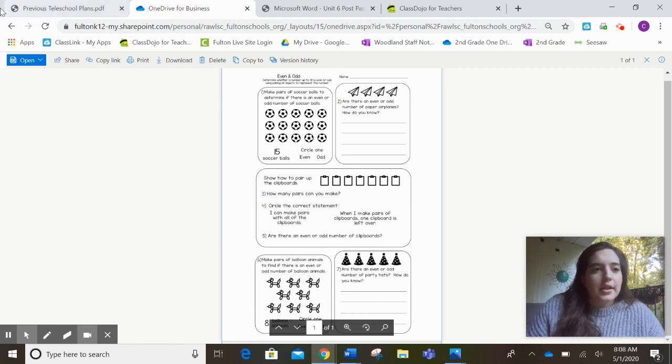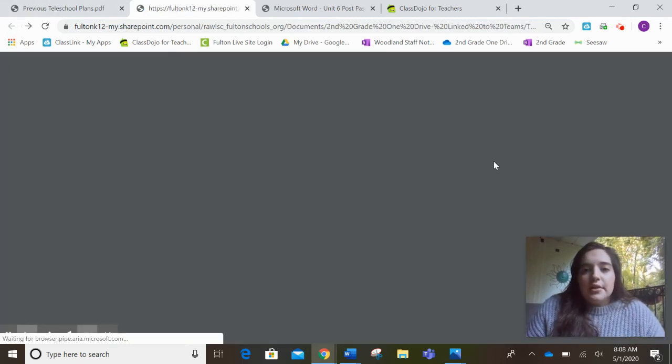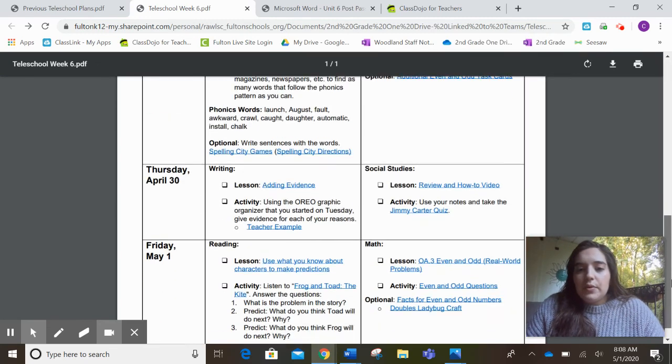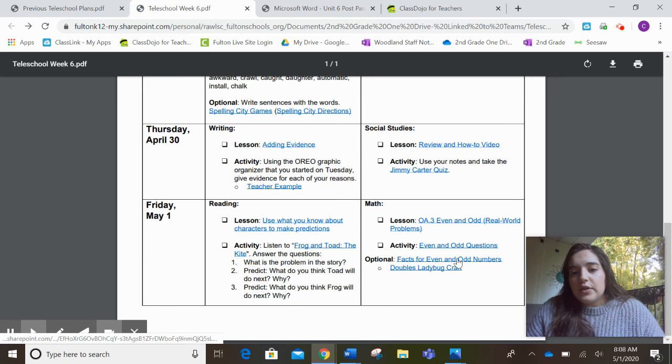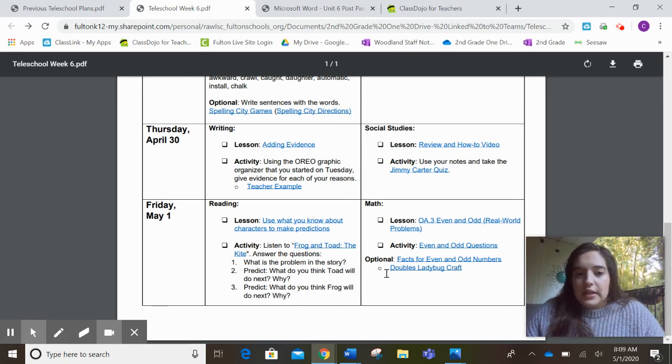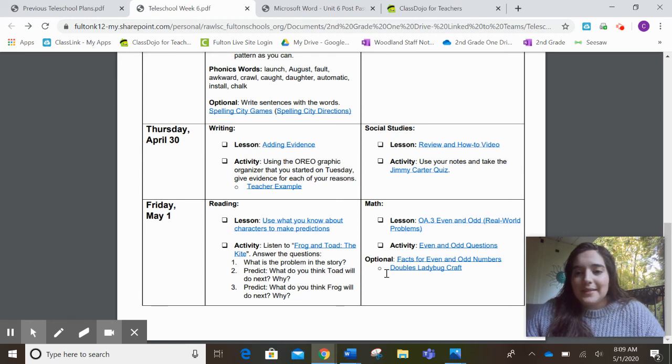Really challenge yourselves. When you finish that, you can take a picture of your worksheet or your piece of paper you worked on and submit that for your activity. There are optional facts for even and odd numbers or doubles ladybug craft here to keep practicing that even and odd skill. Okay, so those are your activities for Friday, friends.